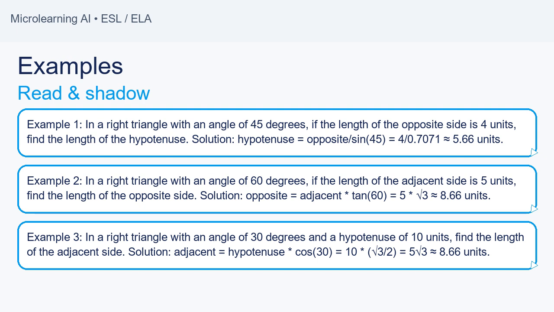Example 3. In a right triangle with an angle of 30 degrees and a hypotenuse of 10 units, find the length of the adjacent side. Solution. Adjacent equals hypotenuse times cosine 30 equals 10 times root 3 over 2 equals 5 root 3, approximately 8.66 units.